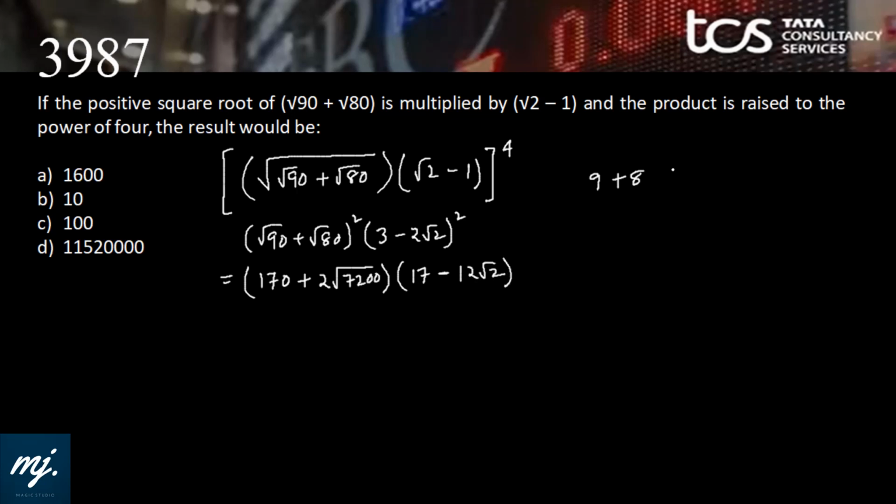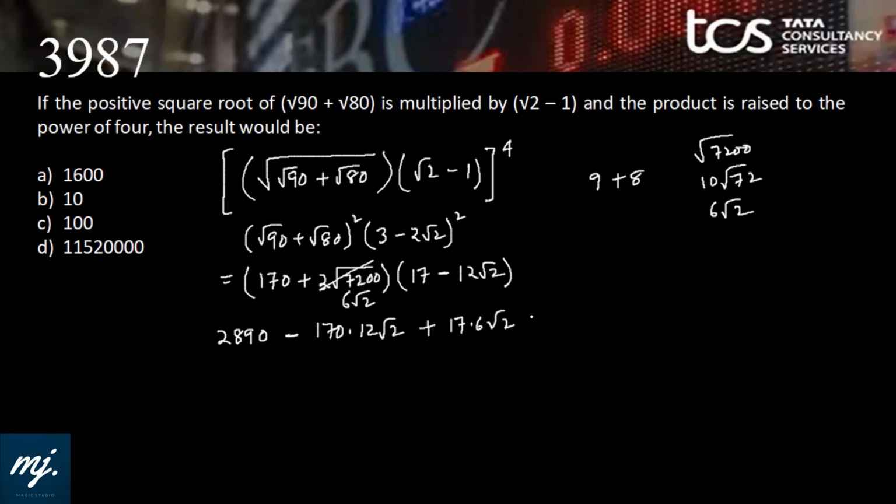We need to multiply this. Okay, root 7200 means 10 root 72. 72 is 36 into 2. So that would be 10 into 6, 6 root 2. Done. So this can be written as 6 root 2. Now we will multiply. 170 into 17, 2890 minus 170 into 12 root 2 plus 17 into 6 root 2 minus this is 170 into 12 root 2.